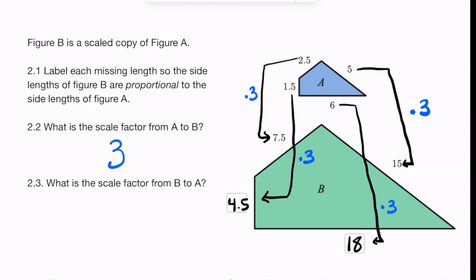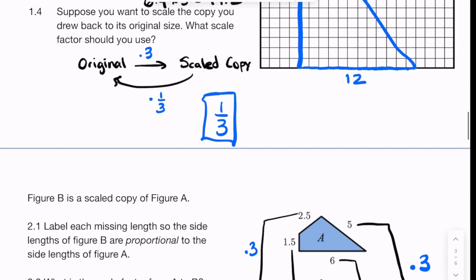And then as before, 2.3 is saying, what's the scale factor from B to A? So to get from A to B, I'm multiplying the side lengths by 3. What can I multiply the side lengths by in B to get back to A? And just like before, the answer is going to be 1/3, okay? Because multiplying by 3 and multiplying by 1/3, those undo each other. They take you back to 1, back to the original.